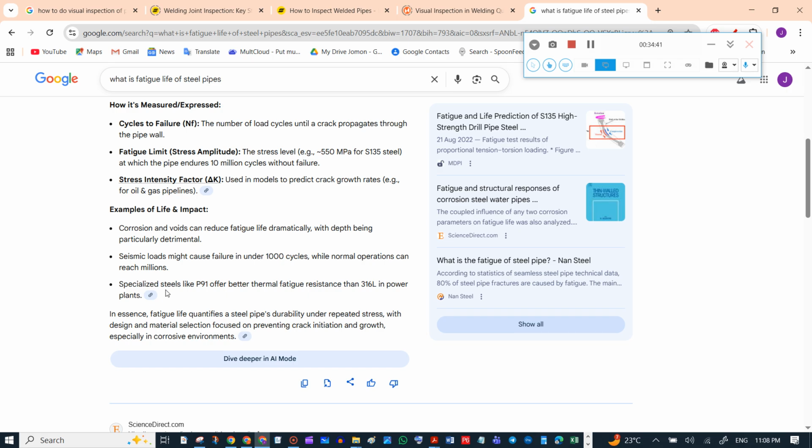Specialized steels like P91 offer better thermal fatigue resistance, and 316L is used in power plants. So fatigue life quantifies the pipe's durability under repeated stress, with the design and material selection focused on preventing crack initiation and growth, especially in corrosive environments. So that is the fatigue life. So we are discussing here.